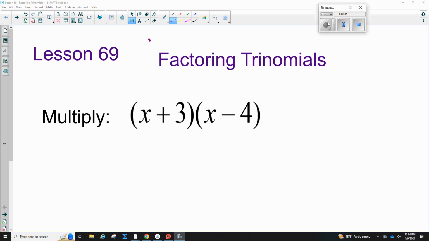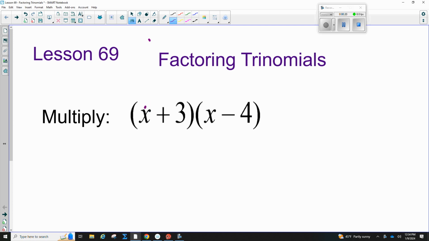All right, factoring is the opposite of foiling. So first I'm going to review foiling, and then we'll go backwards and we'll factor. So this would be the answer right here to a factoring problem, okay? So let's multiply this first and see if we can remember how to multiply.